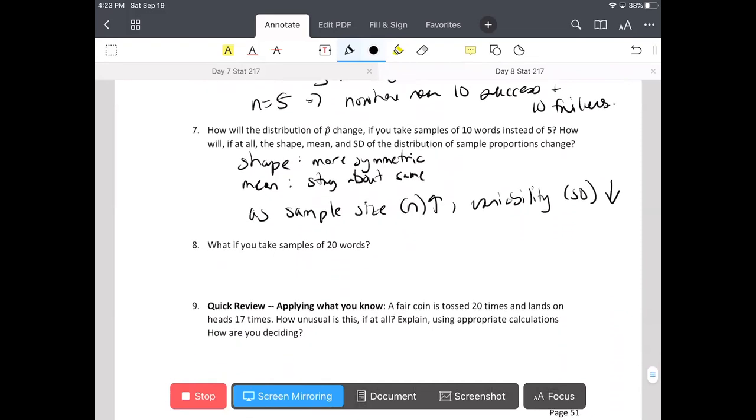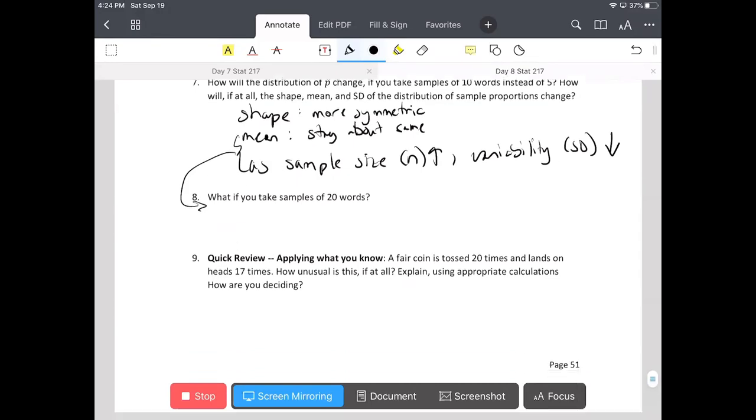What if we do it with samples of 20 words? What do you think? These two, I would say, are good. What about the sample of 20 words and the shape? Based on that theorem, and based on what we've seen so far, the shape is going to get more symmetric and it's going to be more filled in. Once again, if you want to recalculate the standard deviations to see what happens, you can always do that to check yourself. But remember, as sample size increases, the variability in sample means is going to get smaller.